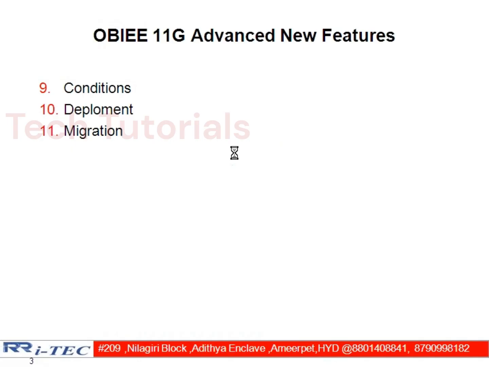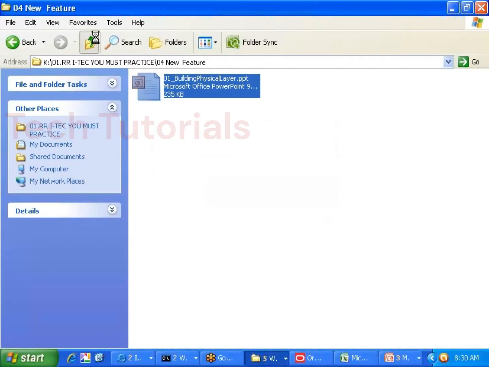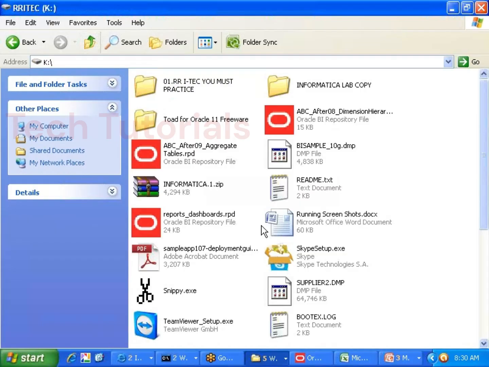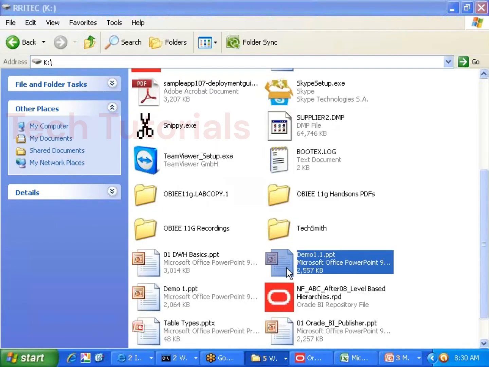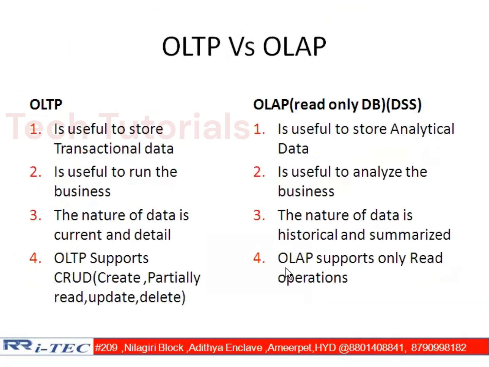That version may be OBIEE 10g, and OBIEE 11g also has some versions available, right? In the initial class itself, I used to tell the different versions available in OBIEE.